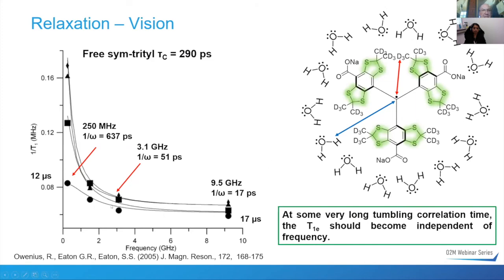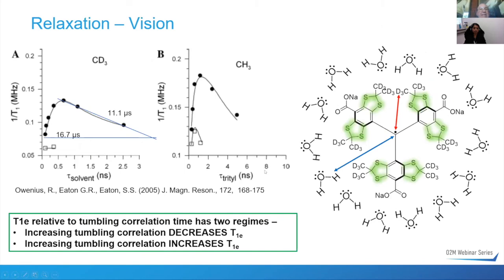And that effect is much larger. It's not shown on this plot, but if you were to look in this paper, it's much larger when you have the OX31 or the OX71 or the OX63 radicals, where you have more protons out here and no deuteration. But what it does mean is that at some very long tumbling correlation time, you move well past these low frequency 1 over omegas, and you might expect the T1E to become independent of frequency. And it also means that if you say, I'm making my T1E longer because I stuck the trityl on something, you need to know by how much.